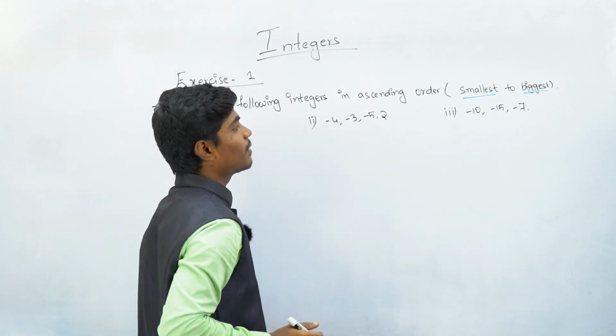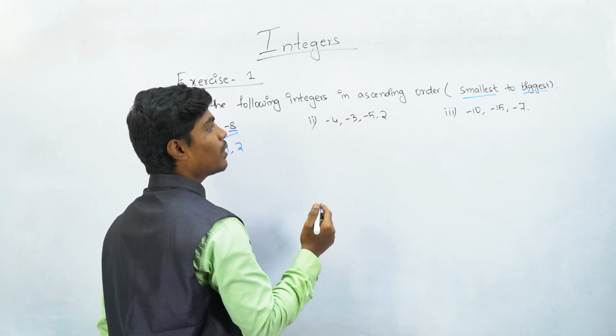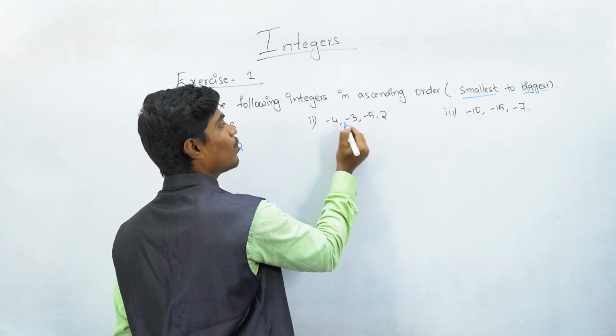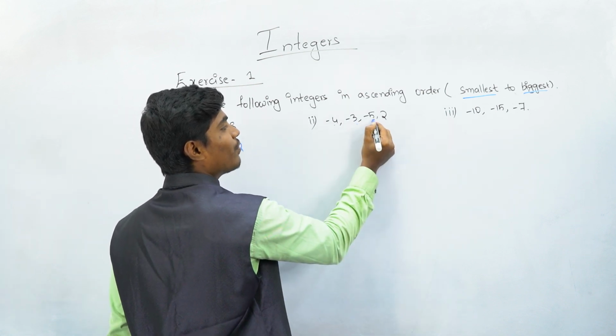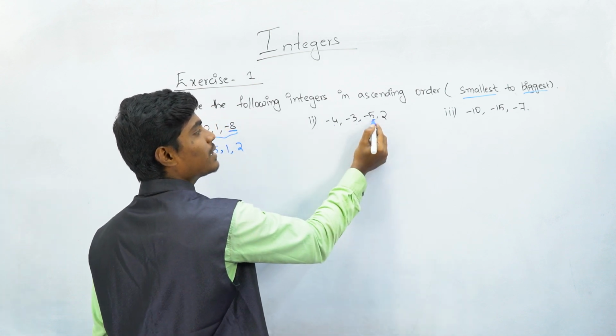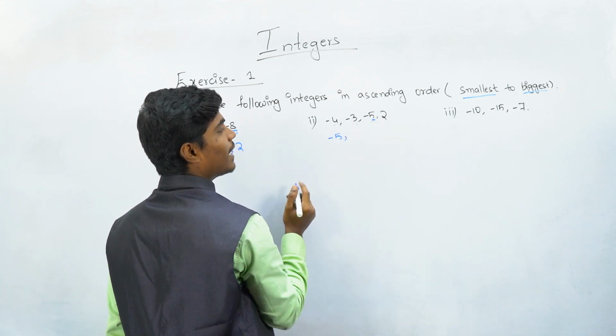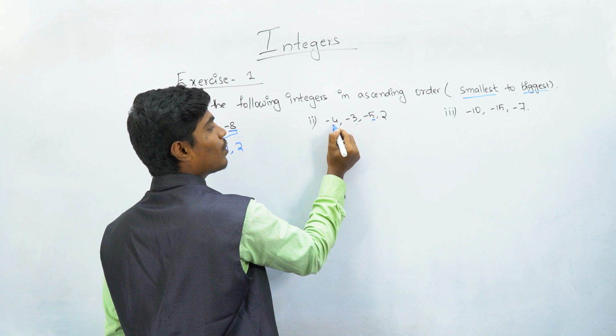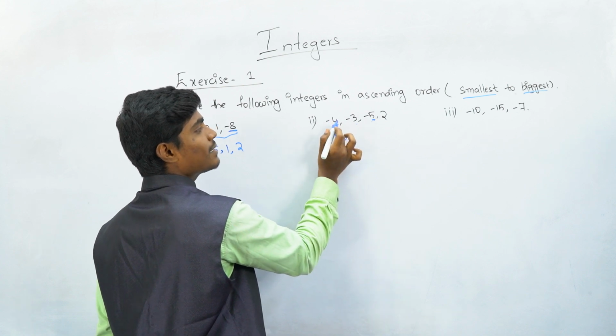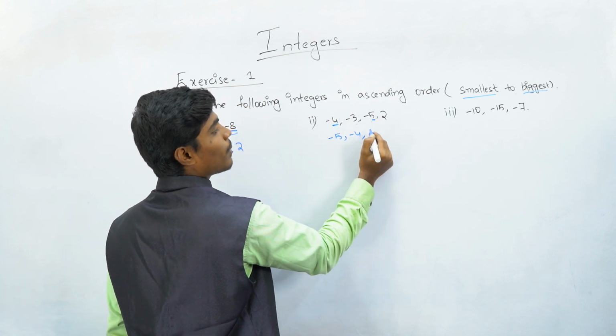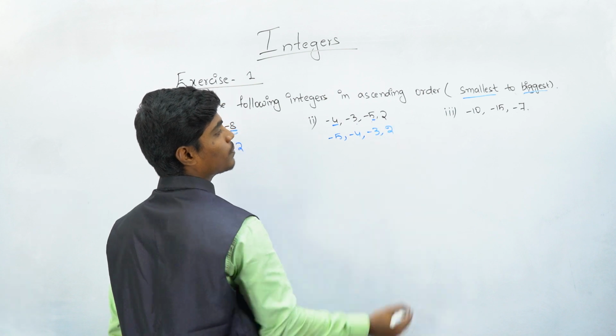Now, here the greatest negative number is the smallest one. Here, 4, 3, 5. We have 5 as the greatest with the negative sign, so this is the smallest: minus 5. Next, 3, 4. 4 is the greatest with the negative sign, so this is the second smallest. Minus 4, minus 3 and 2.